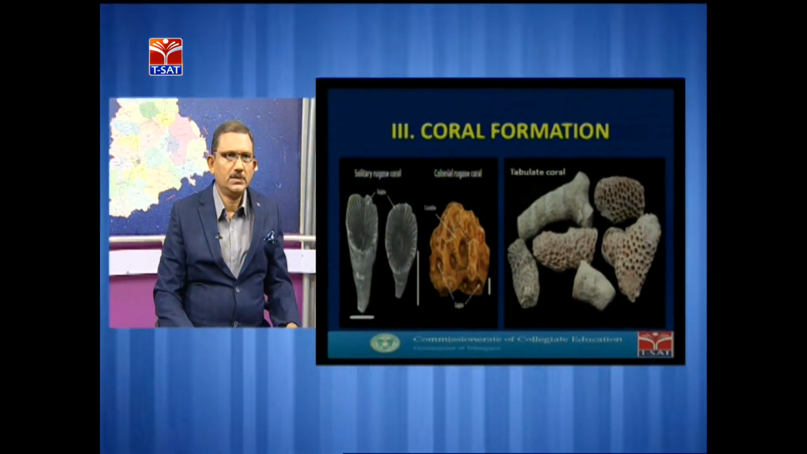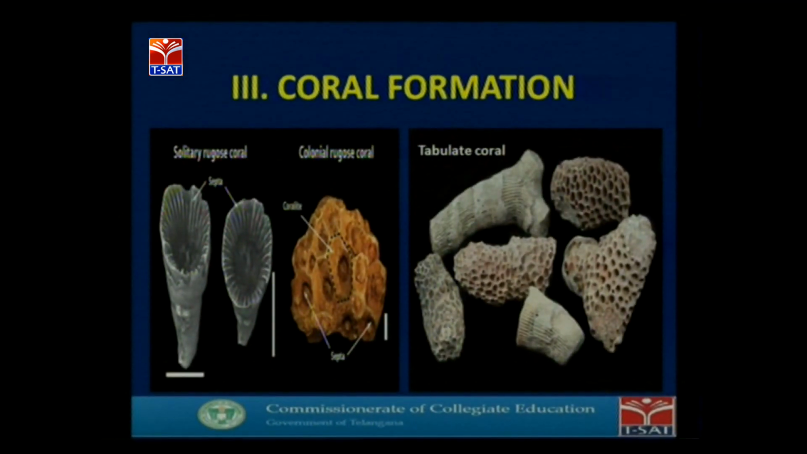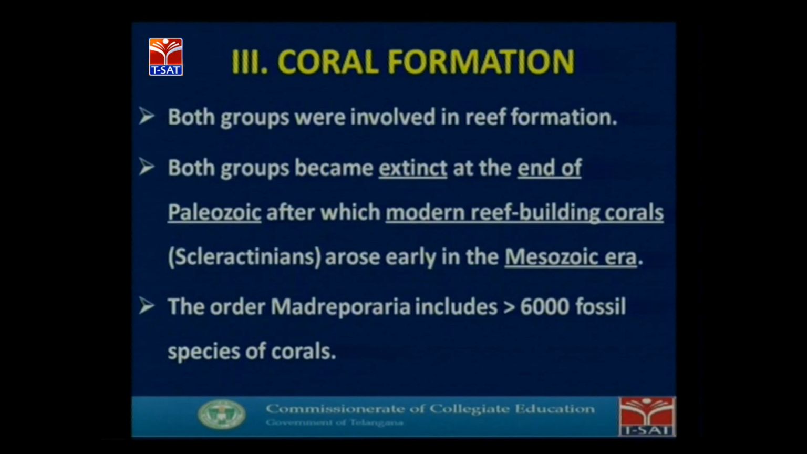And this is the beautiful image of rugose and tabulate corals. Both these groups were involved in the reef formation. These two groups became extinct at the end of the Paleozoic era, after which the recent or modern reef building corals, that is scleractinians, arose early in the Mesozoic era. The order Madreporaria includes more than 6,000 fossil species of corals.